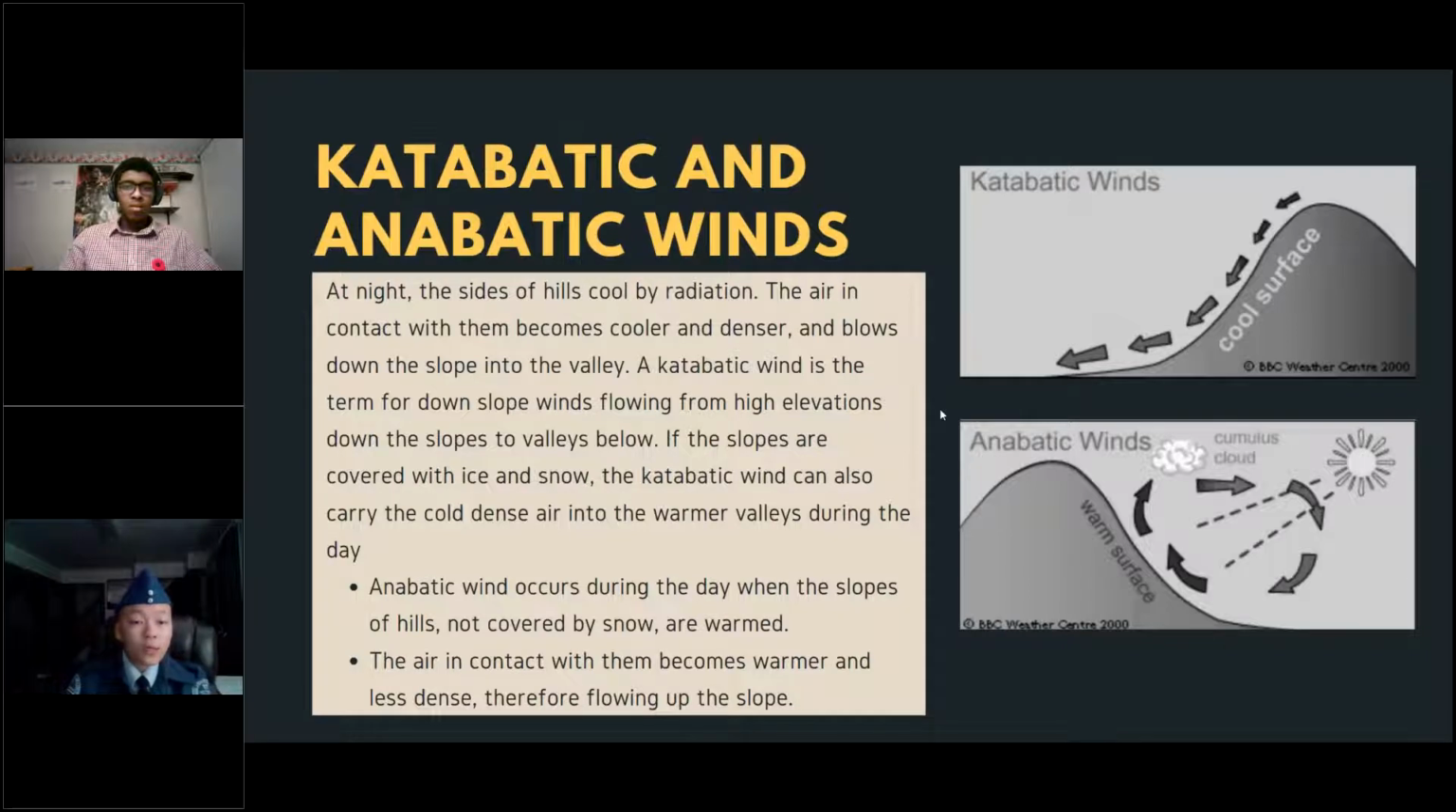An anabatic wind occurs during the day when the slopes of hills not covered by snow are warmed. The air in contact with them becomes warmer and less dense, therefore flowing up the slope. For the diagram on the right, I'm just going to let you look at that and connect the information to what is on the slide to the photos.